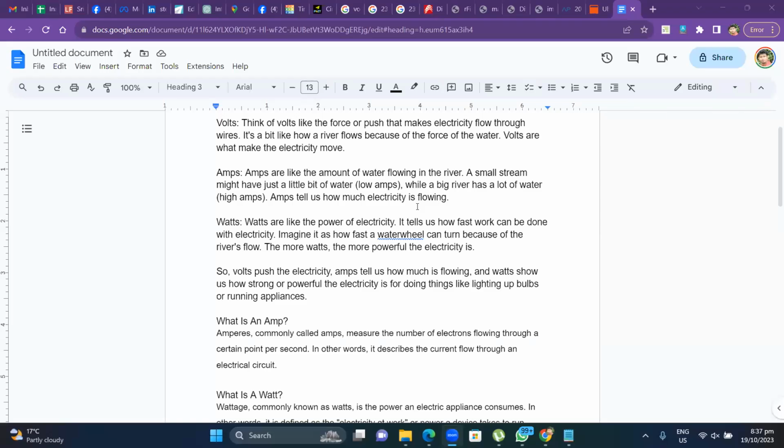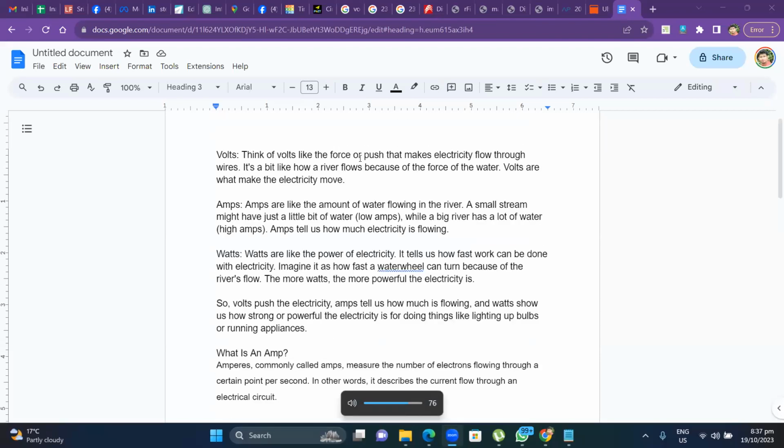Okay, as I said earlier, volt is basically the force. Basically, why does a river flow? Because of the force of the water, right? Suppose you have a short waterfall and a very tall waterfall with a great height. Which has more energy, the tall one or the short one?